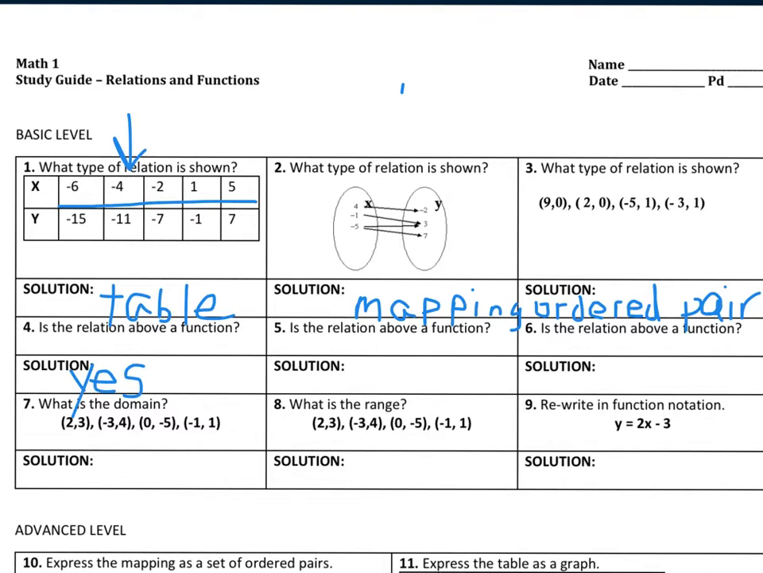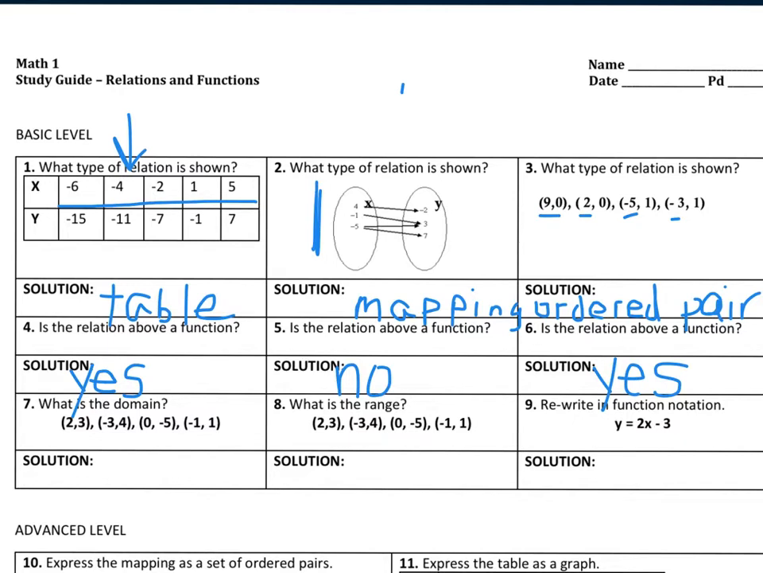Looking at number 2, the mapping here, notice that I have the points 4, -2. I also have the point -1, 3, but take a look at my -5. I have a -5, 3 and a -5, 7, which means my x is repeated. So that no, is not a function. And looking at number 3, taking a look at my x's, I have 9, 2, -5, and -3. None of my x's repeat, so yes, that is a function.